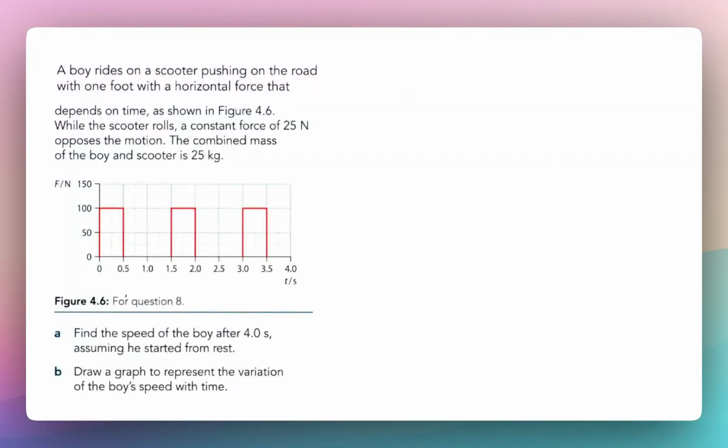So let's proceed. A boy rides a scooter pushing on the road with one foot with a horizontal force that depends upon time. So the force is varying. It acts from 0 to 0.5 seconds for 100 Newton, the force the boy is applying. Then the boy stops, and then at 1.5 seconds again applies for half a second, again 100 Newton. You can see over here. And then again stops and then again applies. So this is the impulse which the boy is applying.